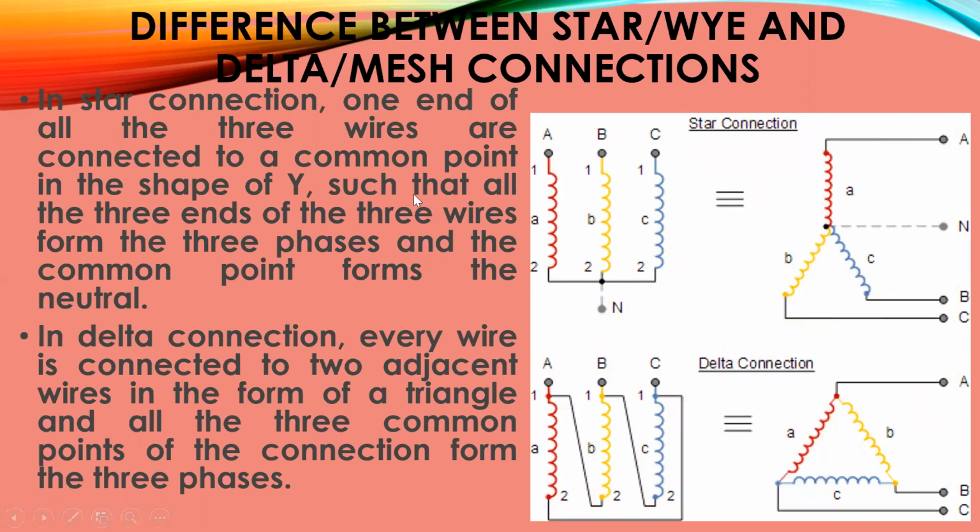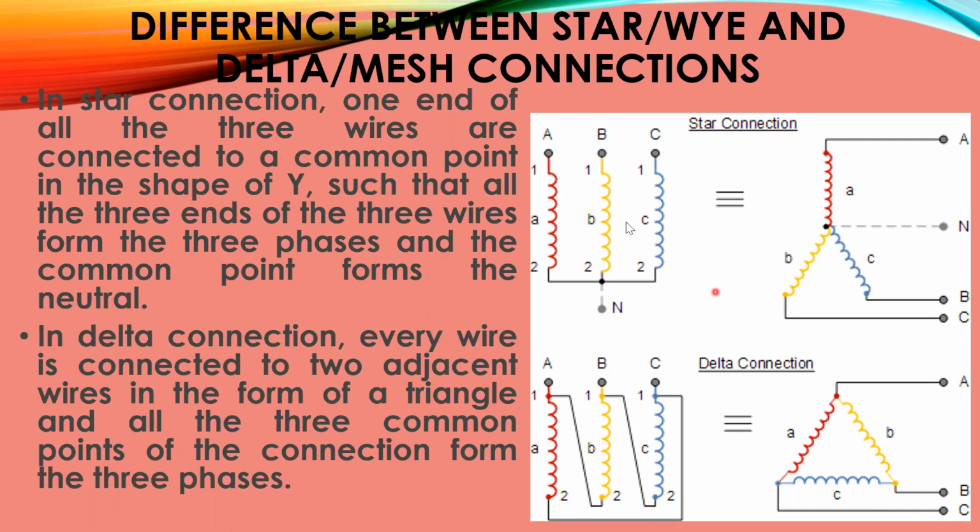The star is also called a Y-connected system, so it looks like the shape of a Y. So this is looking like a Y, and we also say this is a Y connection. Delta is a Greek letter word. So delta is also called a mesh connection.